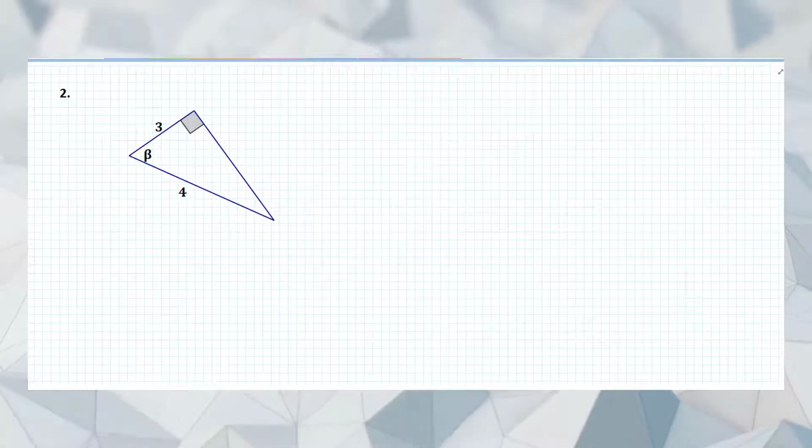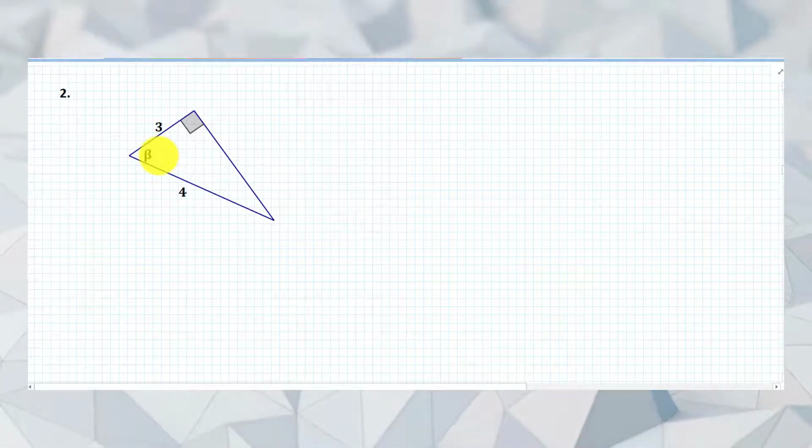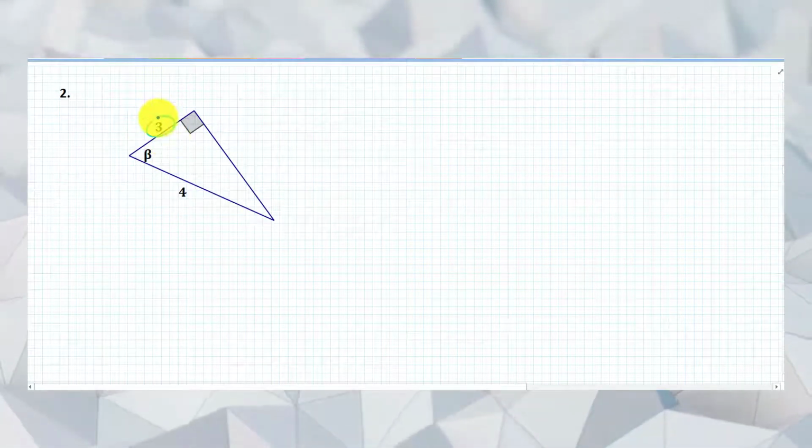All right, second example. Okay, in this example, what am I given right here? I'm looking at the angle beta. I'm given the adjacent of beta.